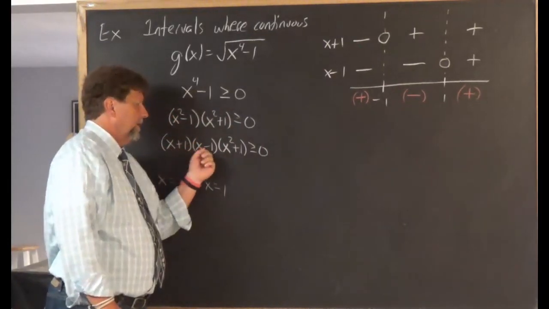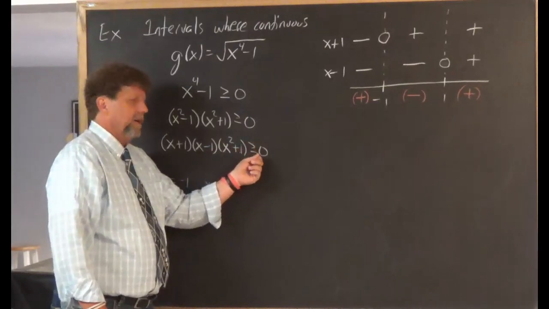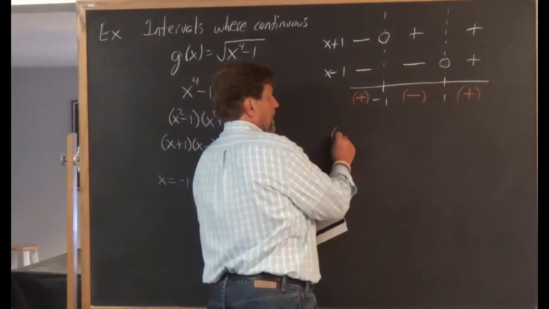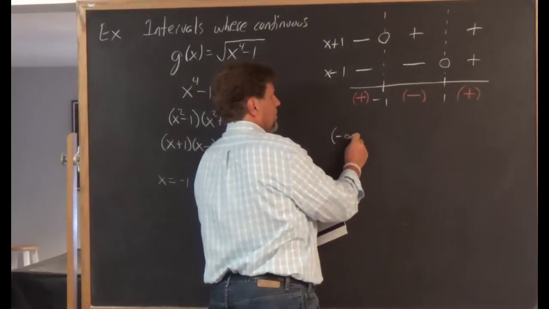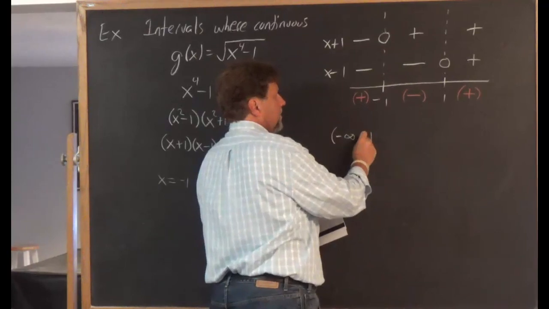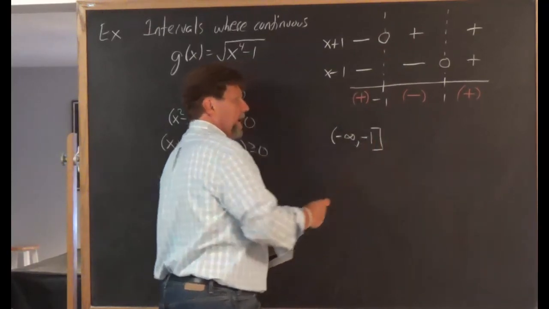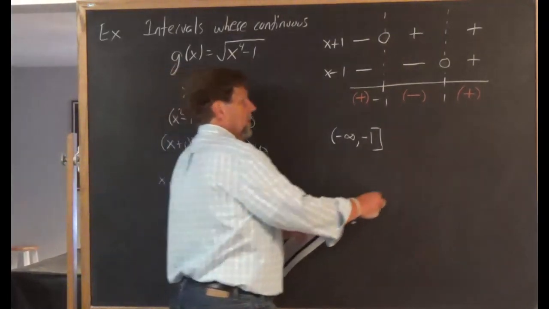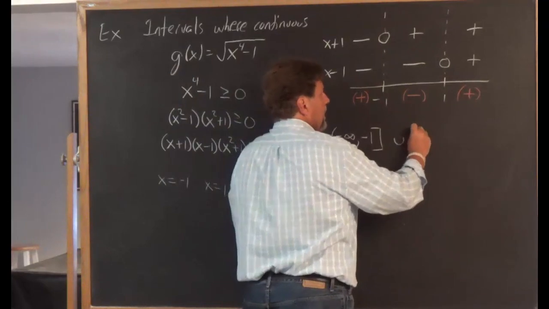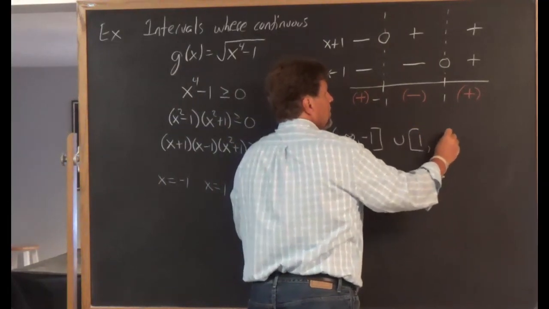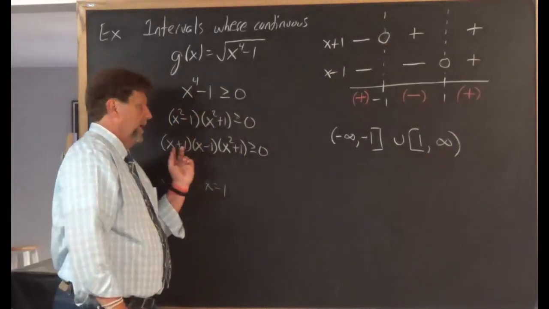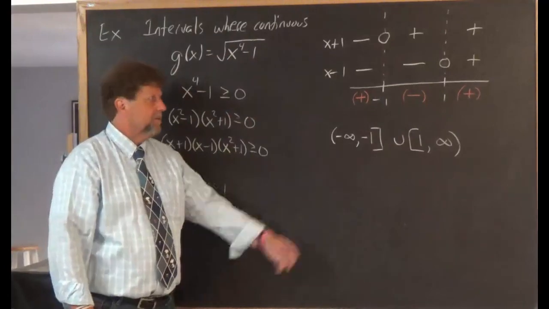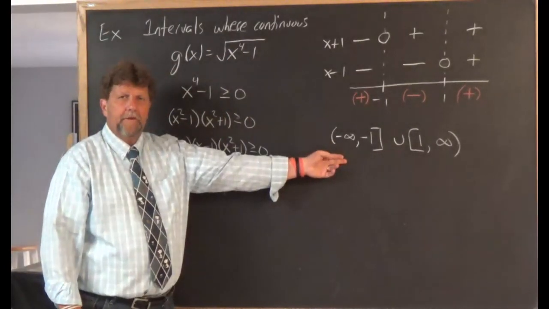So when is the product of these 3 factors greater than or equal to 0? Well, on the interval negative infinity to negative 1, include the negative 1, because that's where it would be equal to 0. Union with, include the 1 to infinity, because at 1, the product would be equal to 0. So where's the function continuous? Right there, folks.